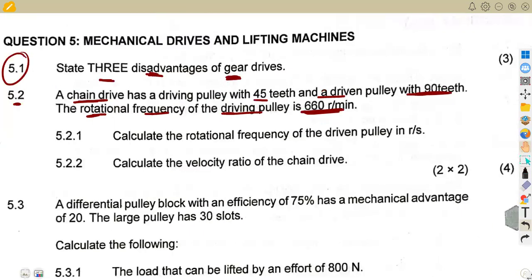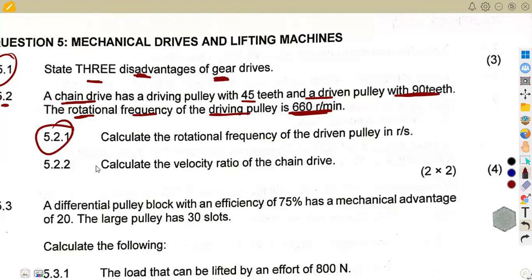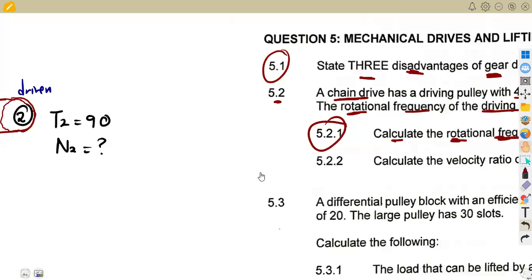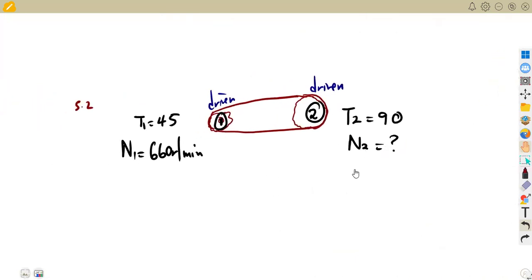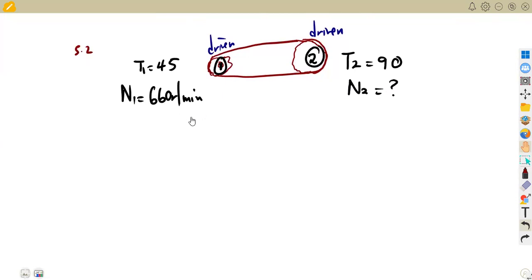And the first question was to calculate, on 5.2.1, the rotational frequency of the driven pulley in revs per second. This was in revs per minute. So either we change the revs per minute that we have originally, or we just calculate our N2, knowing our answer is going to be in revs per minute, and we convert that to revs per second. Simple like that.